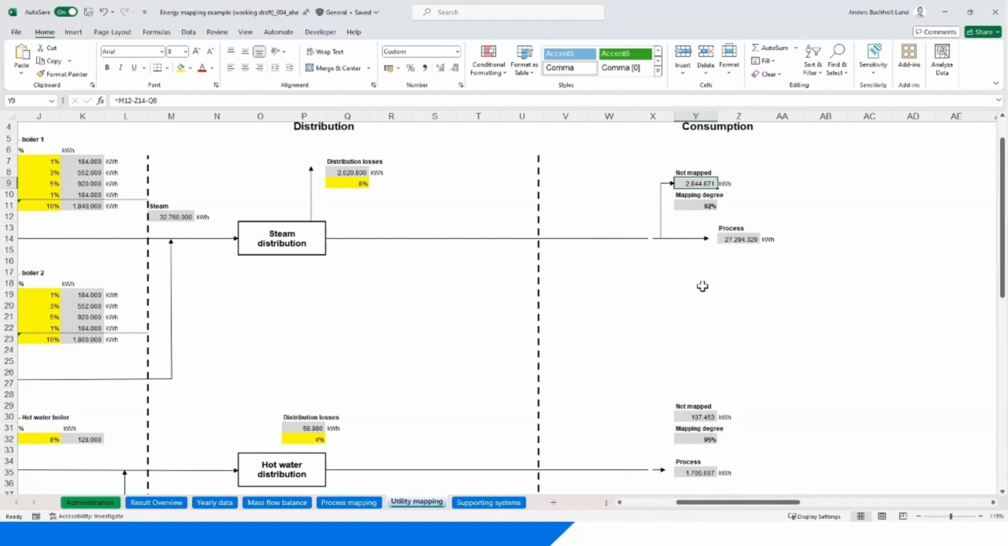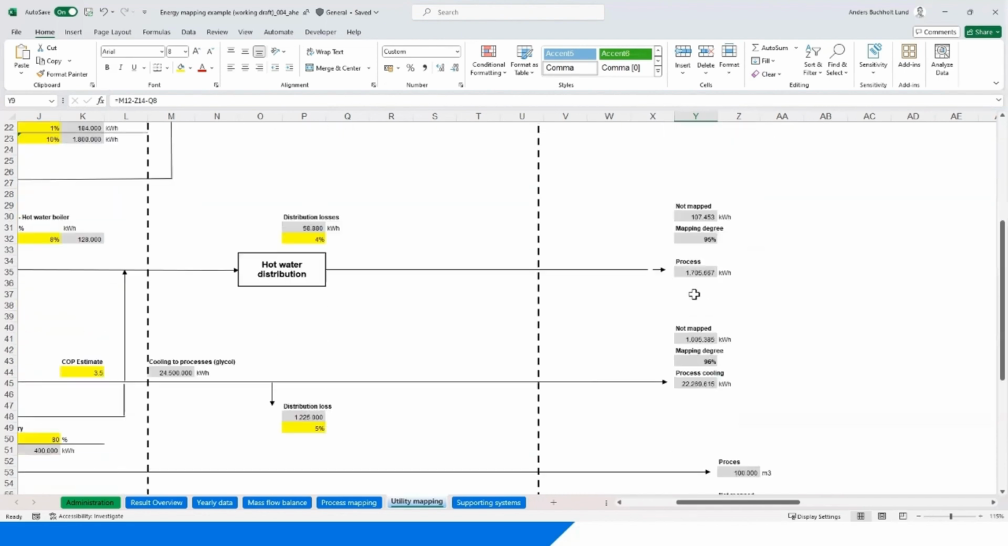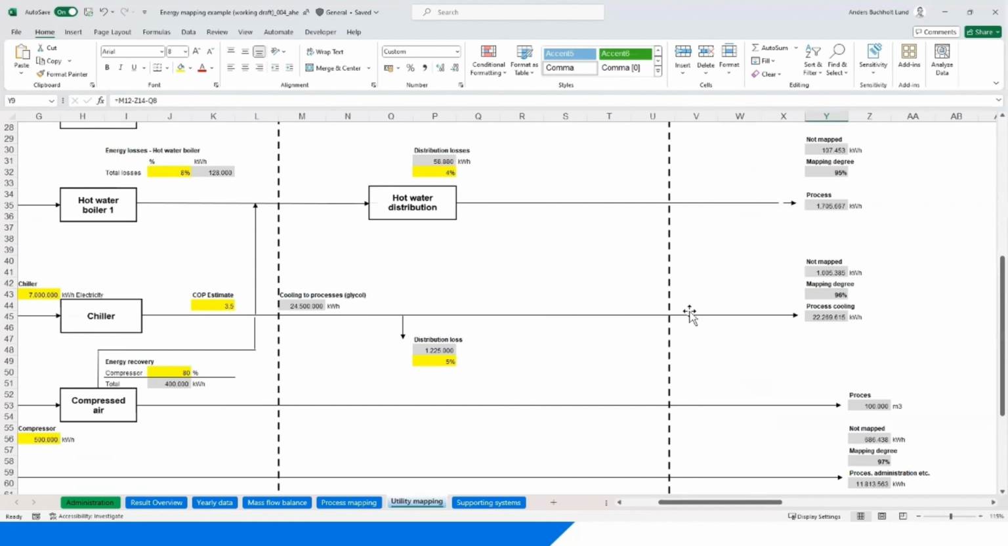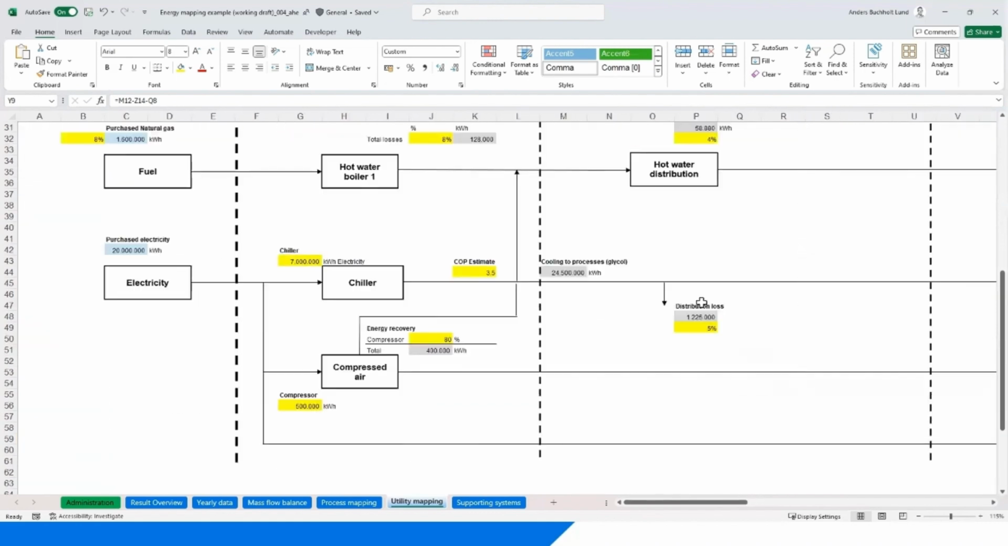And if you go down a bit, Anders, and then to the left, yeah. Here we have some other systems, and we have the electricity. We know how much electricity we have bought or generated. We have some chillers, we have some compressed air, and then we have some electricity users.